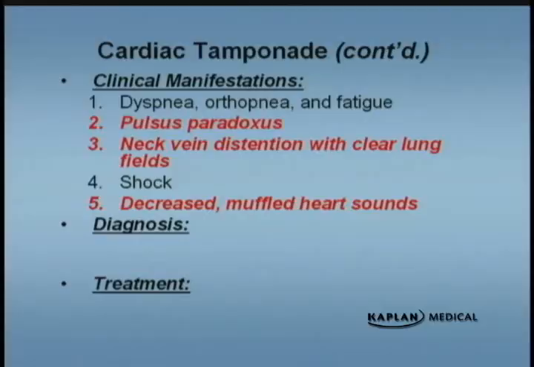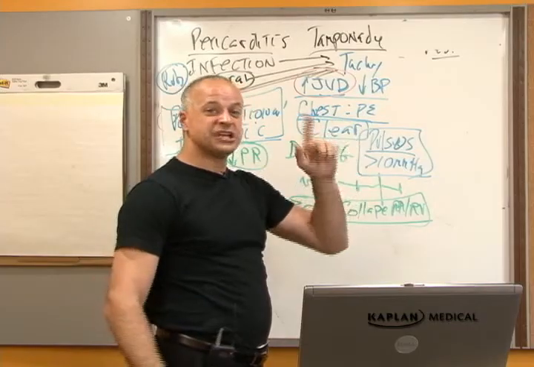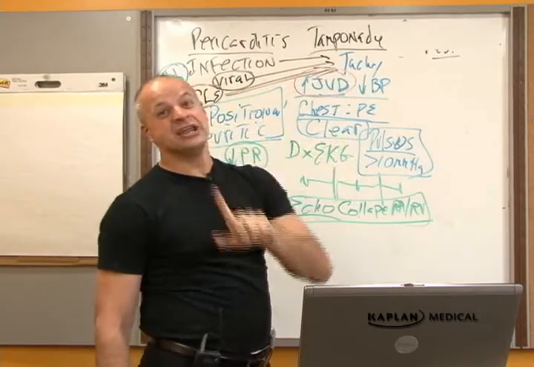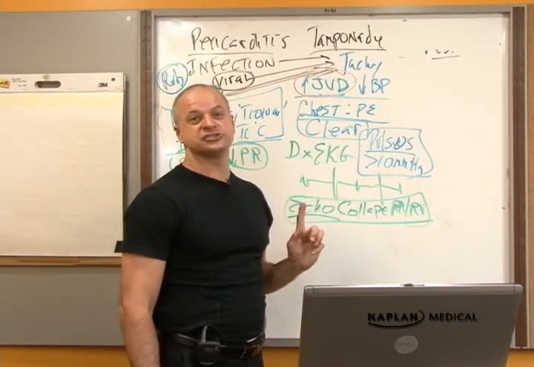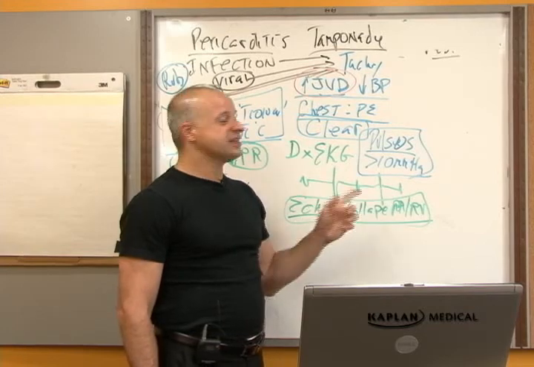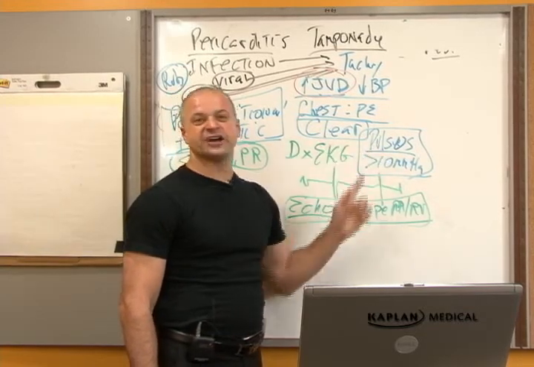Muffled heart sounds is non-specific, but pulsus paradoxus is specific. Neck vein distension with clear lungs is specific. So therefore, what is going to be different about tamponade from many of the other things? Tachycardia and hypotension is everything under the sun. But tachycardia, hypotension, and distended neck veins is not. That could be pulmonary edema, but pulmonary edema does not give you clear lungs. And none of the others are going to give you a pulsus paradoxus.